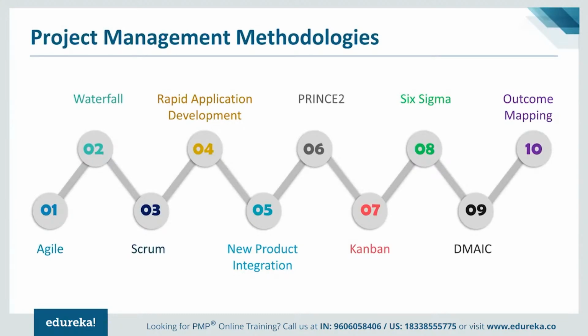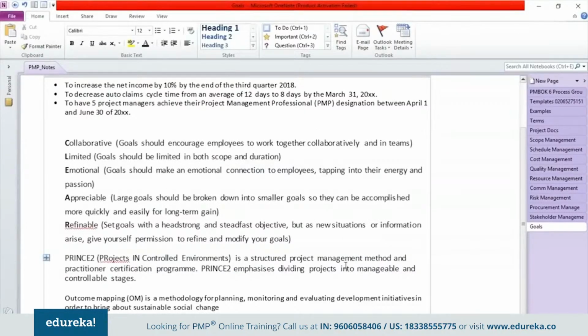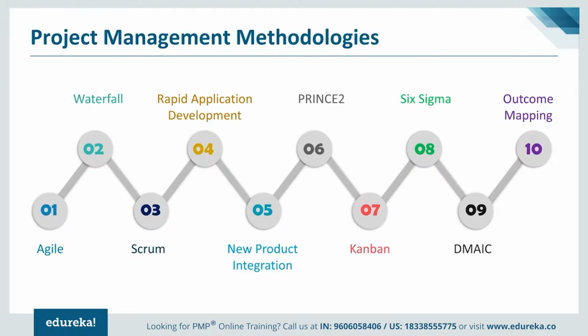And Outcome Mapping is another one. Outcome Mapping focuses more on planning, monitoring, and evaluating. These are important activities, and mainly from the social change point of view, this is where Outcome Mapping comes into the picture. So these are several of the methodologies available to all of us to use, and of course each one has its own advantages and disadvantages.